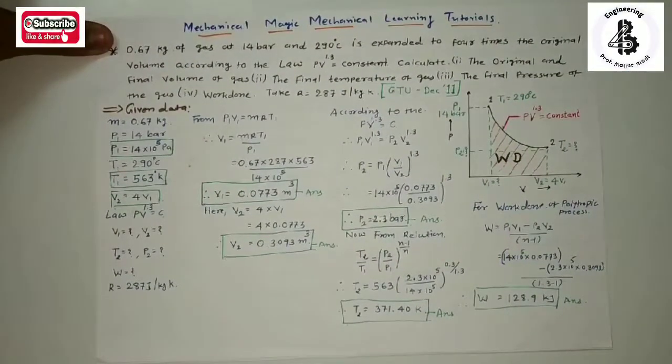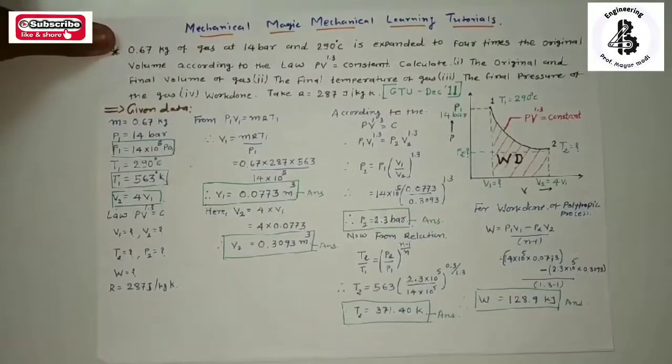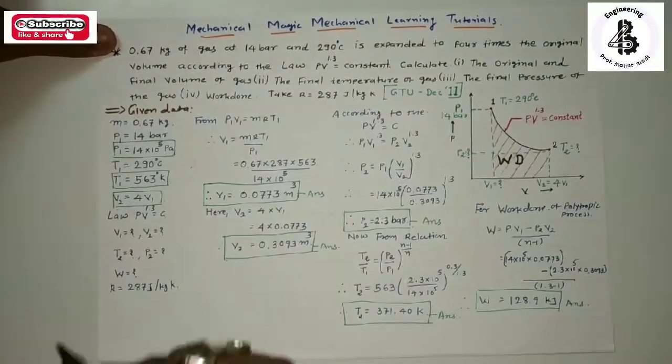So in this video I would like to solve some problems of the polytropic process, and that will be PV^1.3 = constant. So here will be the data for the problem. Let us see.